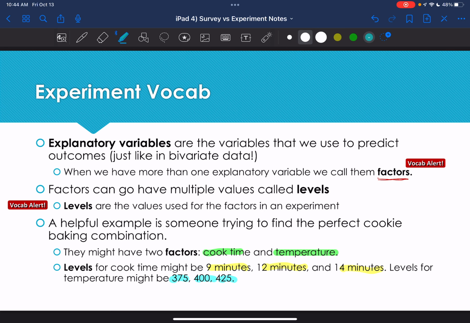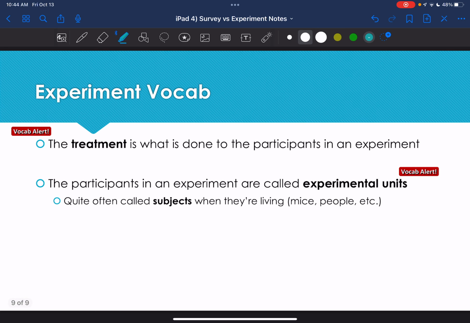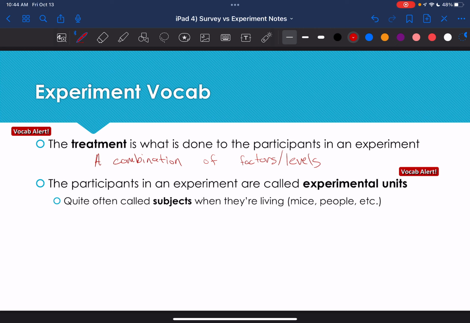Now that we have factors and levels, treatments are actually what's done to an experiment. It's all the combinations. Each individual receives a combination of factors. And the last thing, the participants in an experiment are called experimental units. Often when they're humans, we call them subjects. So very, very vocab heavy in this lesson.